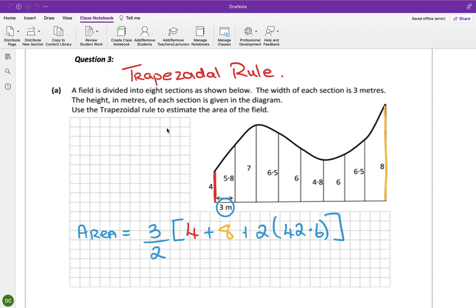Okay, and then I'm just going to do that. So 3 over 2 brackets, 4 plus 8 plus 2 bracket 42.6. I'm going to close this bracket, and then I'm going to close the original bracket. So on the calculator, they don't look different. They're just the same. So I'm getting 145.8.